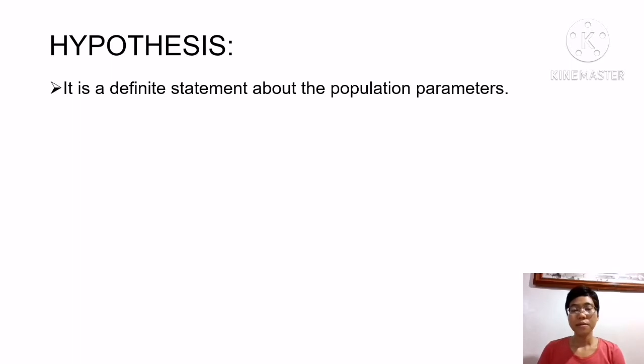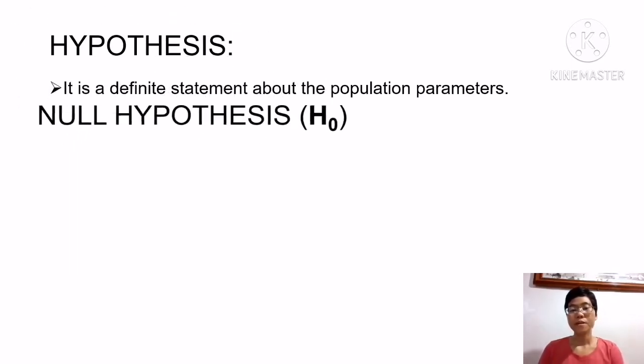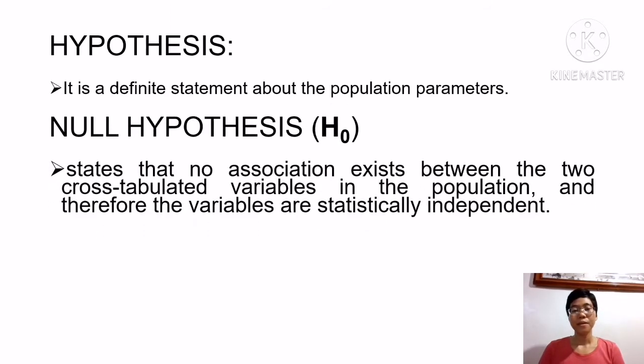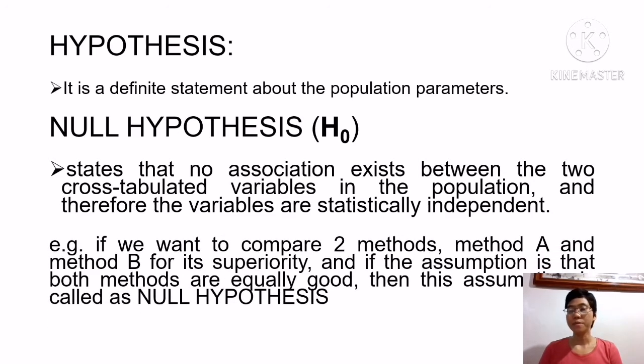Hypothesis. It is a definite statement about the population parameters. The null hypothesis states that no association exists between the two cross-tabulated variables in the population, and therefore the variables are statistically independent. Example: if we want to compare two methods, method A and method B, for its superiority, and if the assumption is that both methods are equally good, then this assumption is called the null hypothesis.